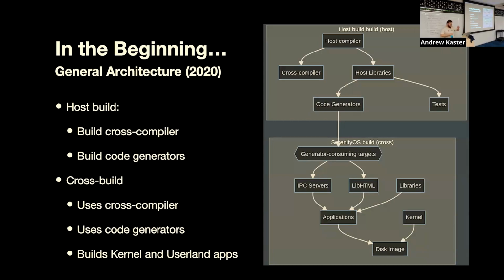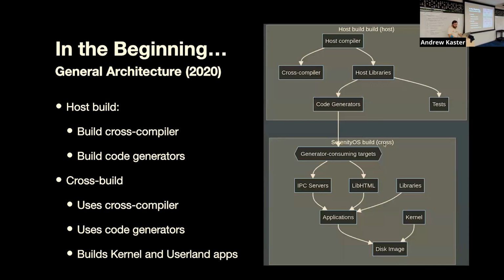So we have two main pieces of this. We've got the host build, which needs to use a host compiler to build the cross compiler. We need to use the host compiler to build some host libraries and code generators so that we can actually generate all the code that we need from whatever data files we're using as part of all the libraries, and we build some tests, whatever.